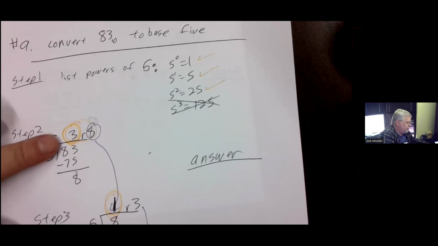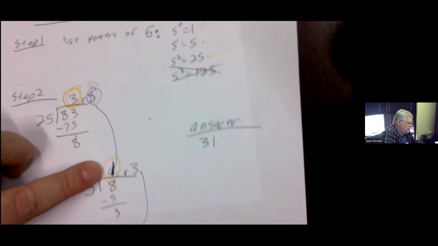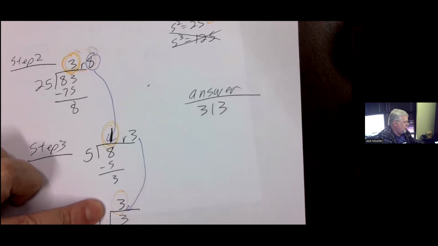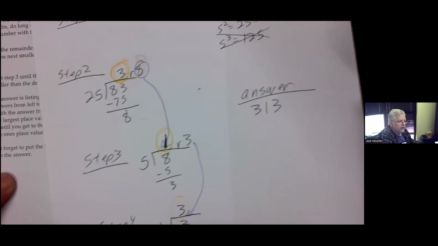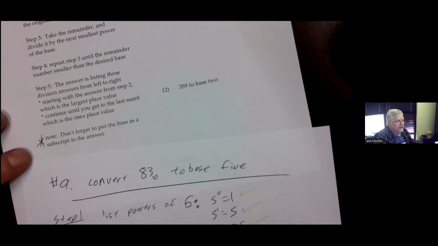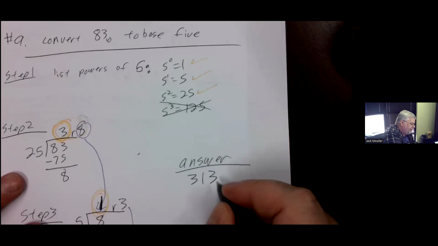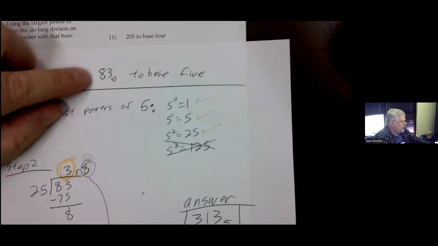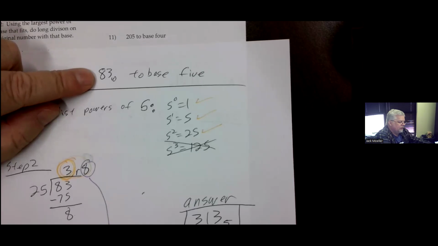So start with the 3, go to the 1, go to the 3. And then the last step, don't forget to put the base as a subscript. So we're going to base 5. So 83 base 10 is 313 in base 5.